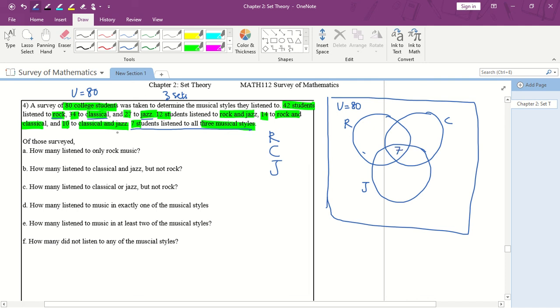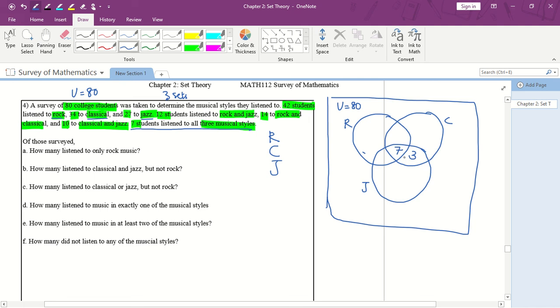And now here, it says that 10 listen to classical and jazz. Classical and jazz, which means that the area is here. Can you see the region here? So 10 means that this whole region is 10. We have 7 who listen to all 3 musical styles, which means that the leftover is 3.